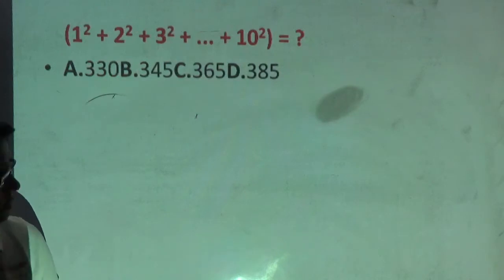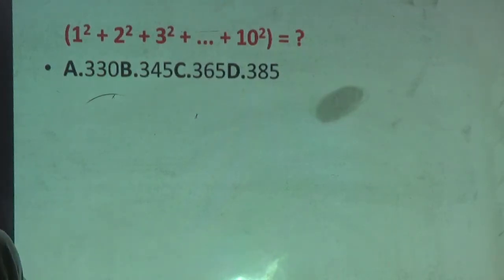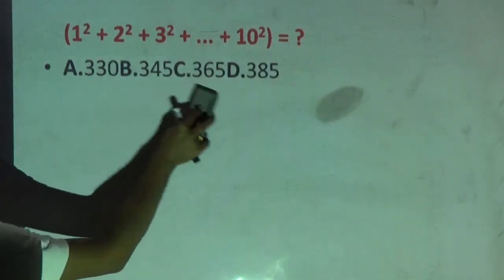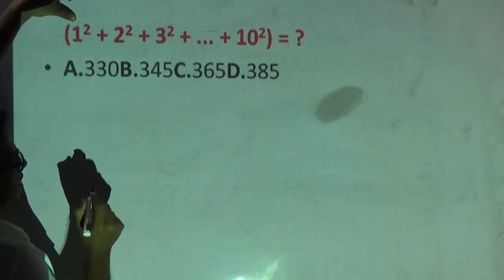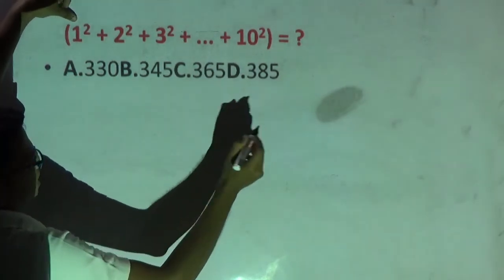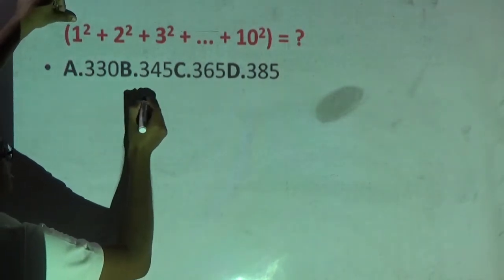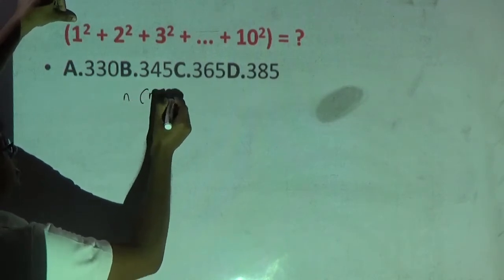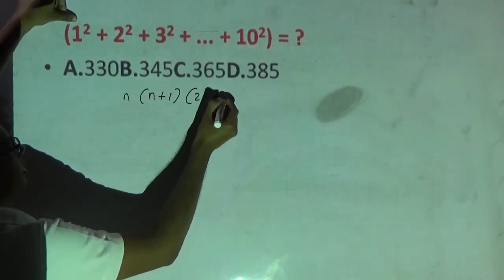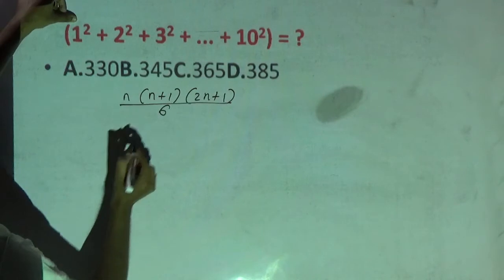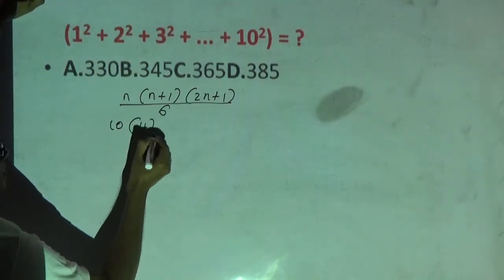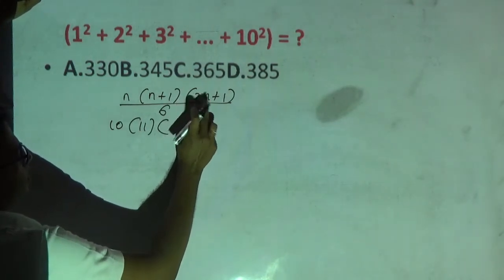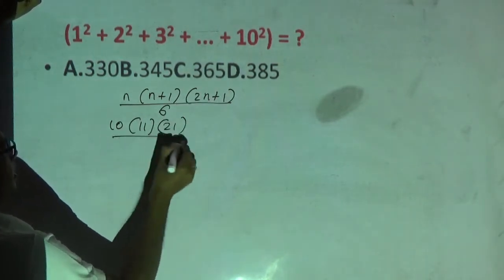Okay. Now next problem. 1 square plus 2 square plus 3 square up to 10 square I need to find out. Now I know that sum of squares of first n natural numbers is given by the formula n into n plus 1 into 2n plus 1 divided by 6. I know this formula. Here n is 10. 10 into 10 plus 1 is 11. Here 10 into 2 is 20. 20 plus 1 is 21, divided by 6.